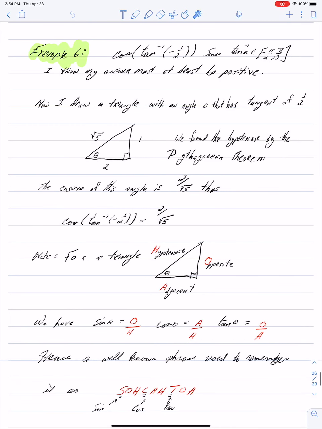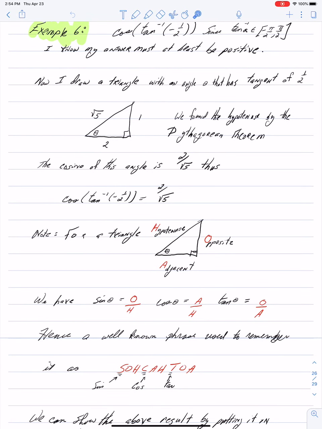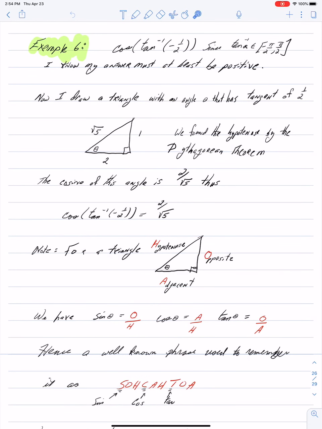Not minus 1/2 anymore, because side lengths of triangles are never negative. Well, to have tangent 1/2, here's my angle, the arctan of a half, if you will. Tangent is what? Opposite over adjacent. So I put a 1 here and I put a 2 there. But that's a right triangle, which allows me to figure out what this value is by the Pythagorean theorem, and I get the square root of 5.